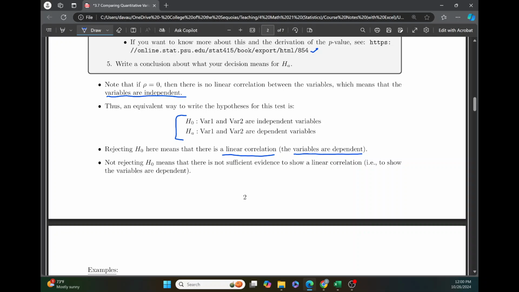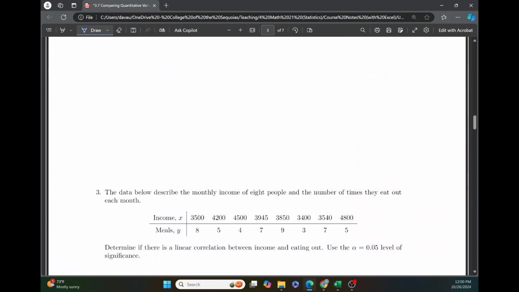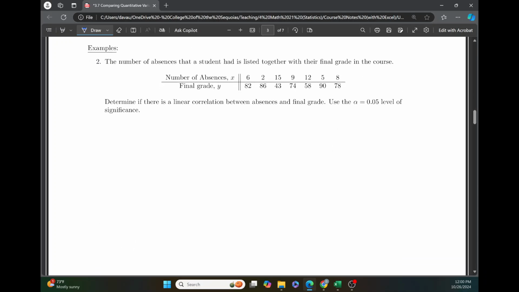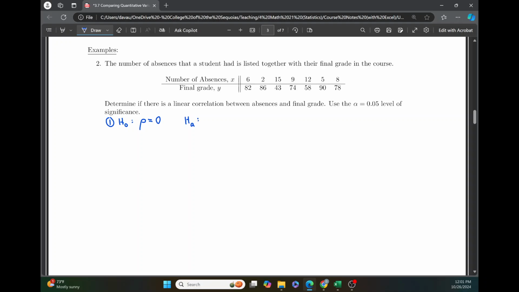So let's run, I think I've got a couple examples. Example 2 here says, the number of absences that a student had is listed together with their final grade in the course. And it's the same data set that we were just looking at a second ago. It says, determine if there is a linear correlation between absences and final grade. The null hypothesis would be that there is no correlation, right? That rho equals 0, no linear correlation. The alternative would be that there is a linear correlation. Rho does not equal 0.